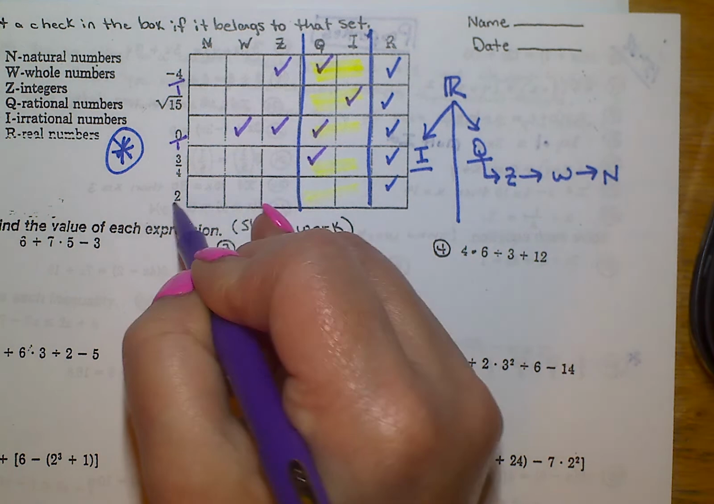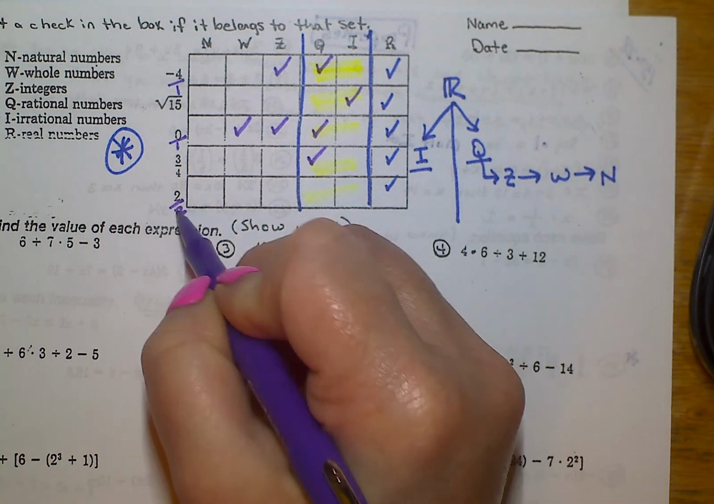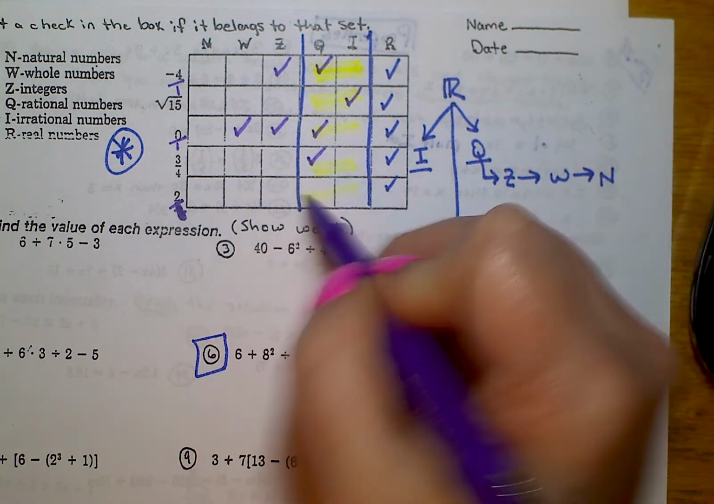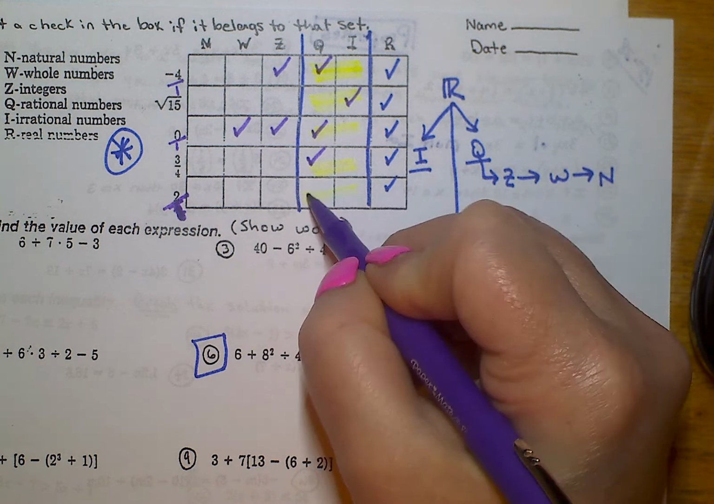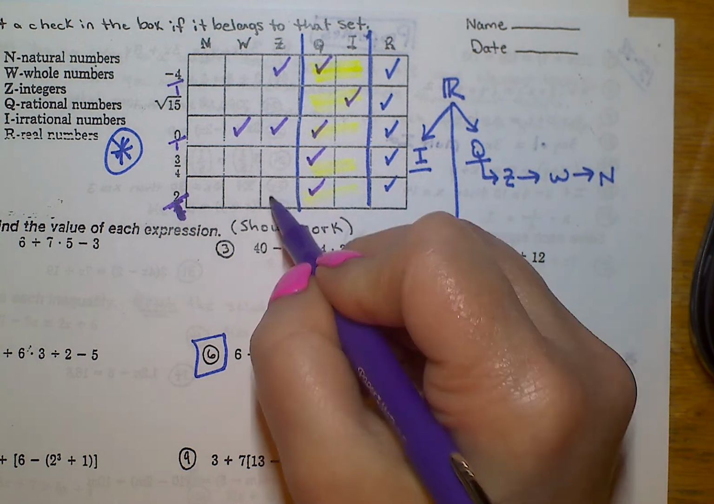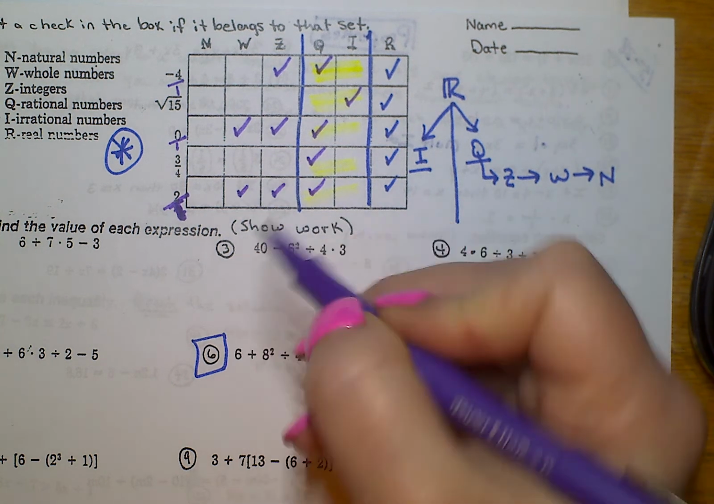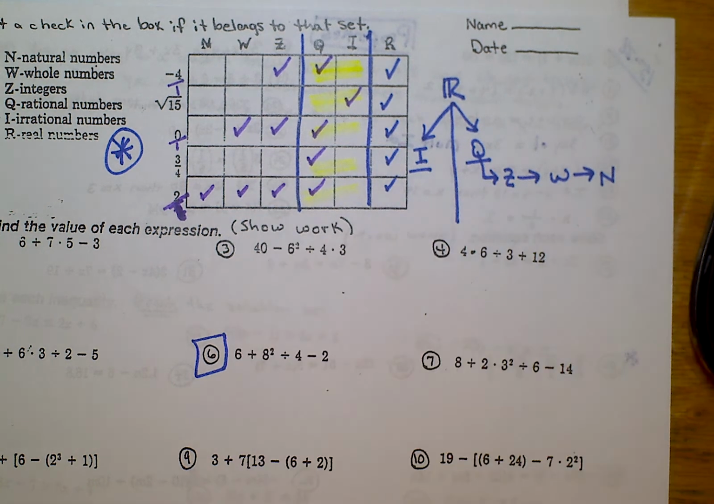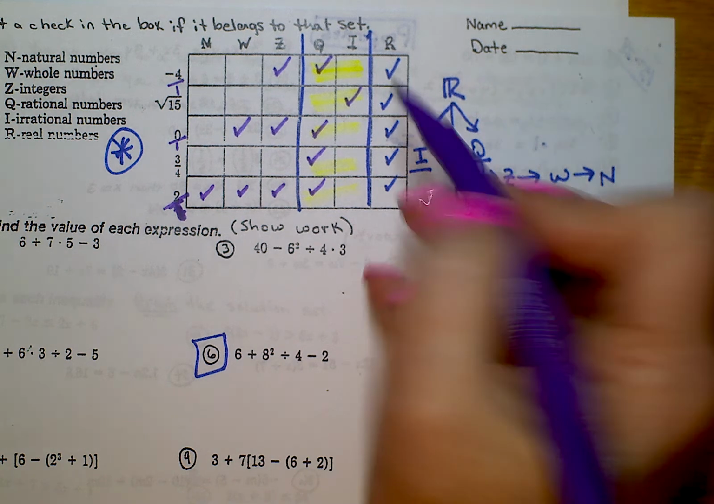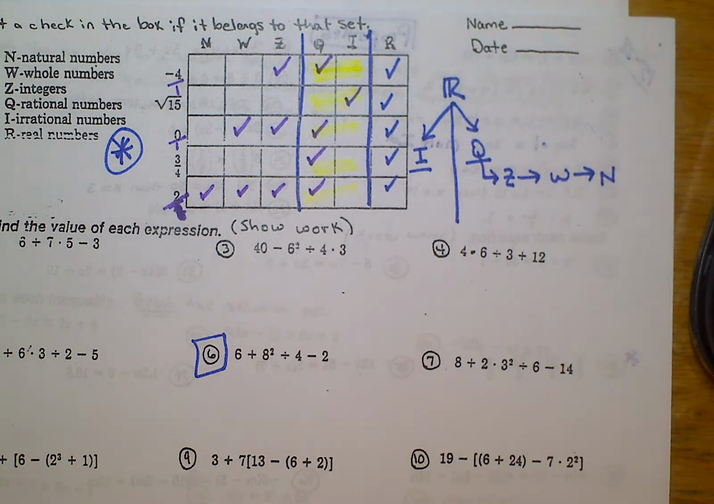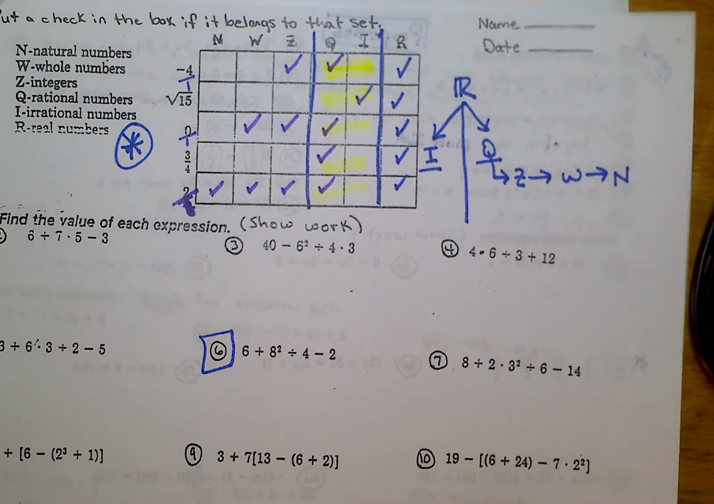2, I can make that a fraction by putting a 1 under it. Sorry, that should be a 1. So that's going to be rational. It is an integer. It is a whole number, and it is a natural counting number. Okay? And recall, when you pick irrational, you don't pick anything else. So make sure you study those properties for your test.